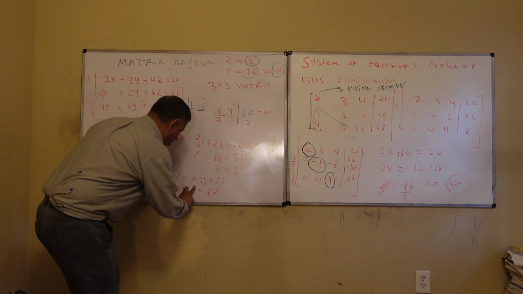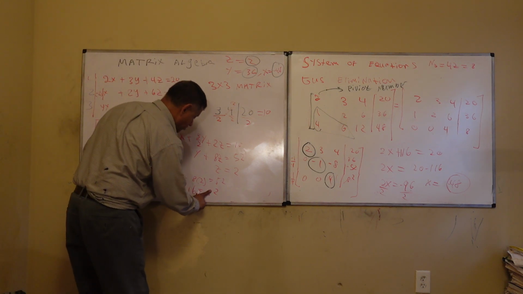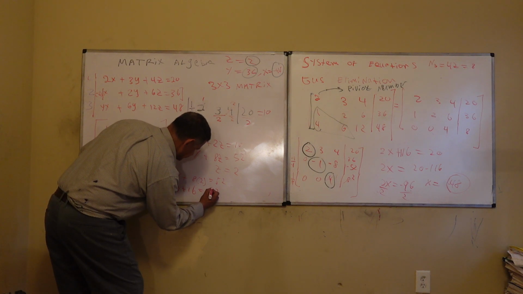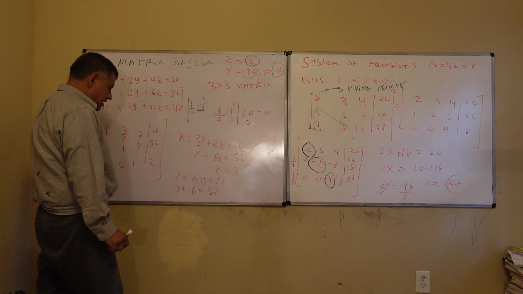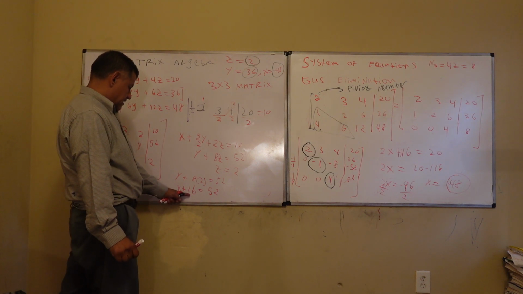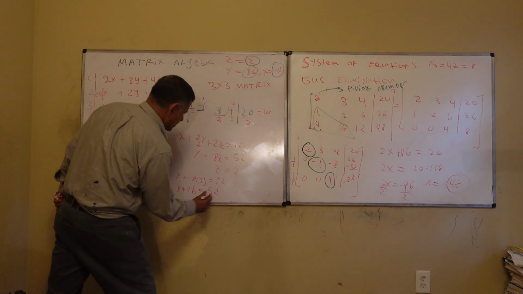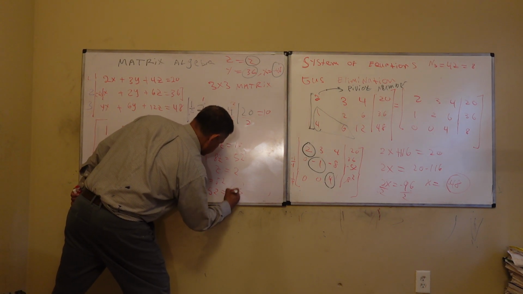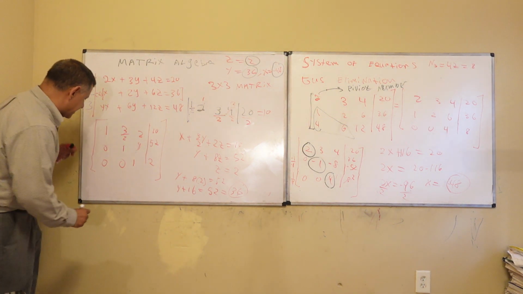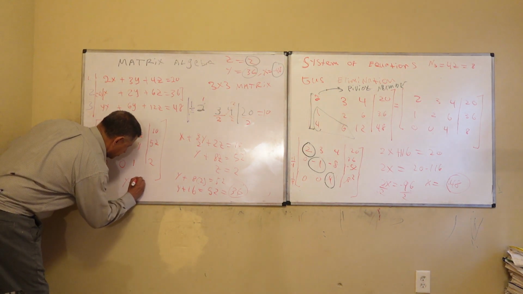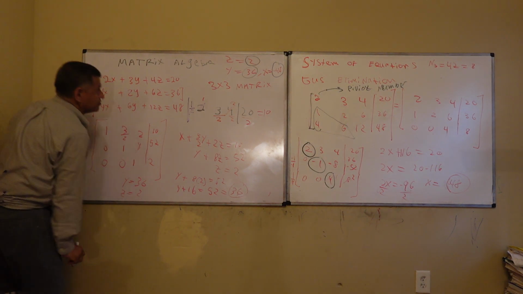Move the 16 to the other side, right? So you subtract this from this. Isn't that 36? So now we prove by row echelon that y is equal to 36, and also z is equal to 2.